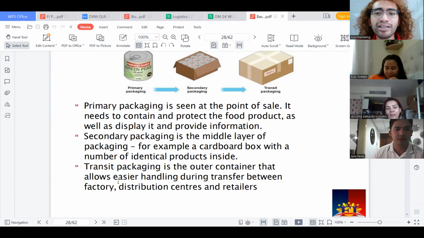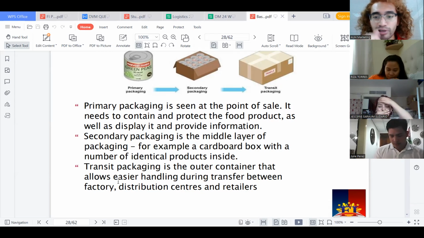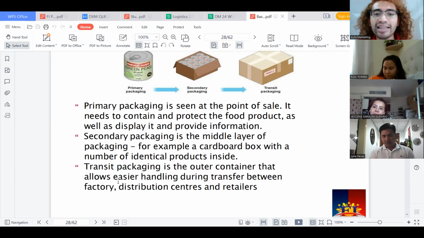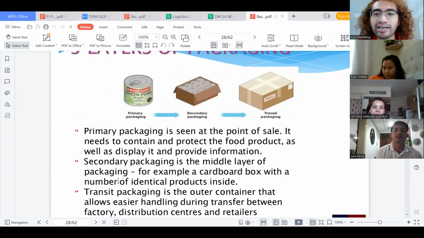Secondary packaging is the middle layer of the packaging. For example, a cardboard box with a number of identical products inside. Transit packaging is the outer container that allows easier handling during transfer between factory, distribution centers, and retailers.